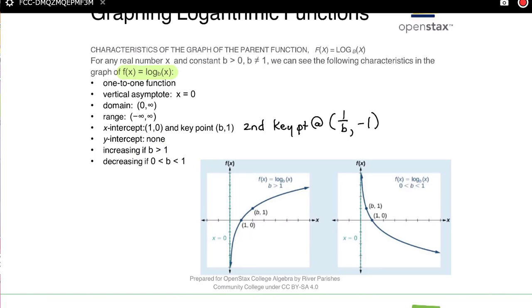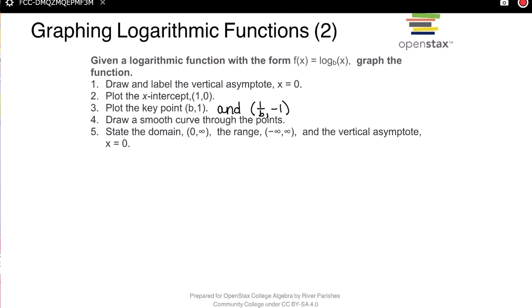It's increasing if that b right here is greater than 1. If this b is between 0 and 1, meaning it's a fraction that's less than 1, but it's greater than 0 because it has to be positive, then it's decreasing. Okay? So we can take these characteristics and use that to help us graph log functions.